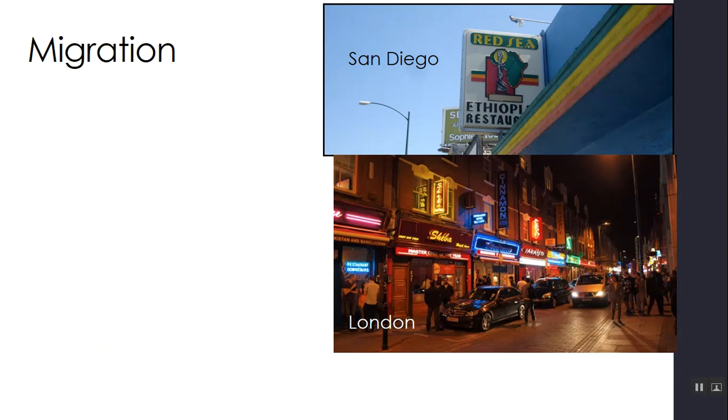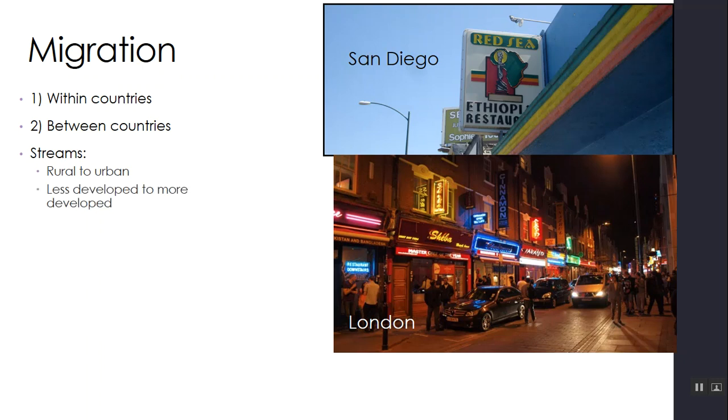Next, we're going to talk about migration. And this exists both within countries and between countries. There are a couple distinct streams of migration. The first is that rural to urban migration that I was talking about in the previous slide. So people leaving that countryside, moving to the city mostly for economic opportunity. And the next is from less developed to more developed countries.